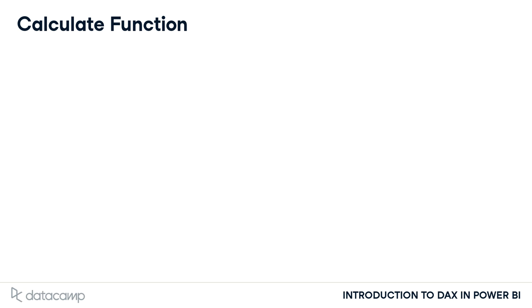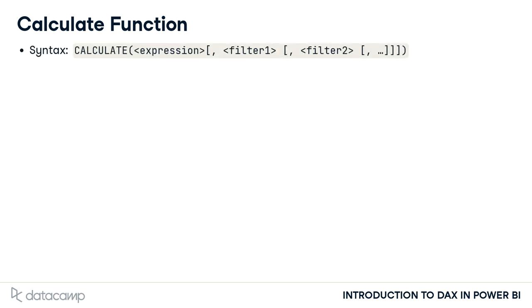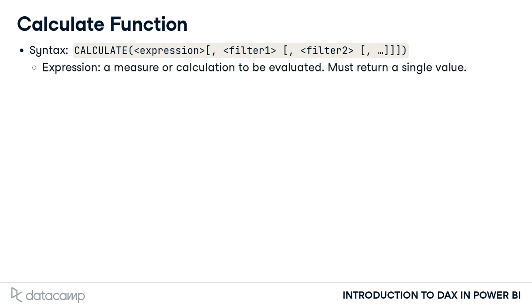Calculate allows you to evaluate an expression with one or more filter context. The calculate function takes two arguments. One argument is required and the other argument is optional. The first argument contains the expression to be evaluated. This must return a single value.